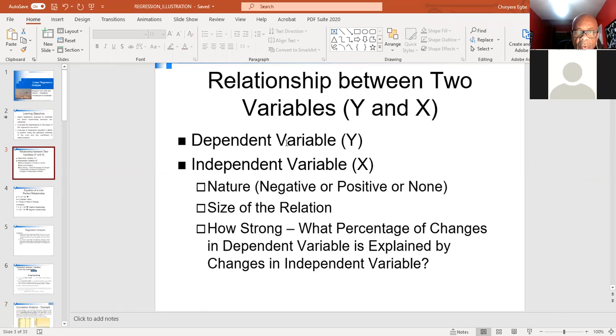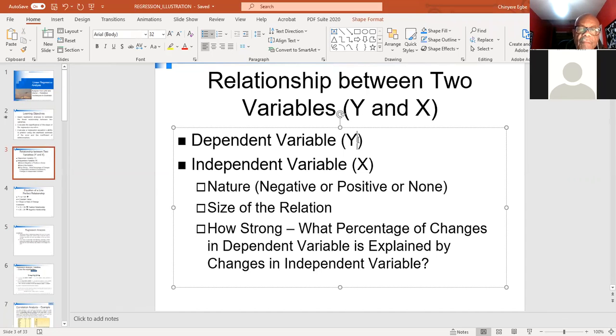Okay, we call one a dependent variable. The dependent variable is a variable whose values depend on changes in another variable. Okay, a dependent variable is a variable whose values depend on changes in the value of another variable. And that other variable is called an independent variable. And we will call that independent variable x.